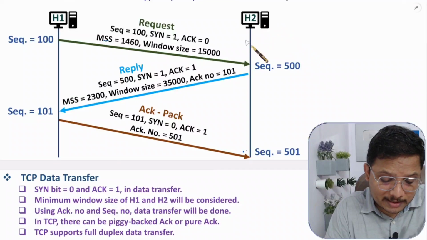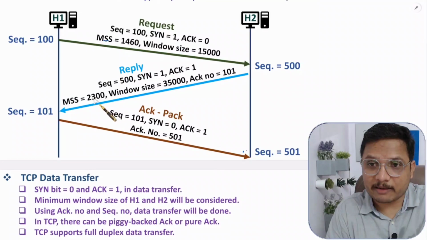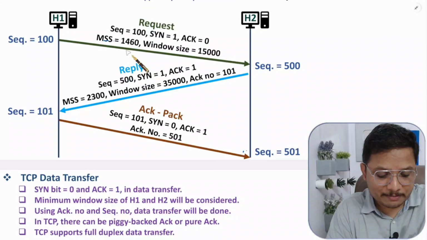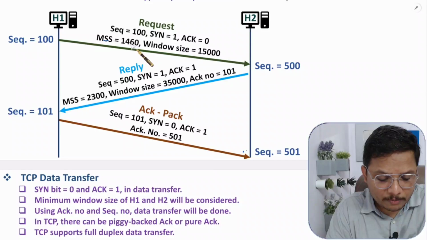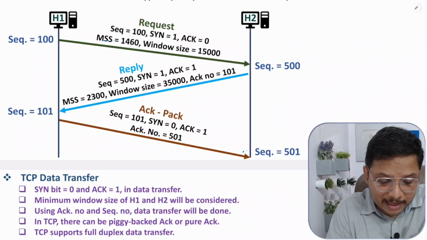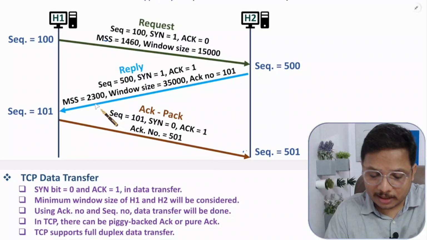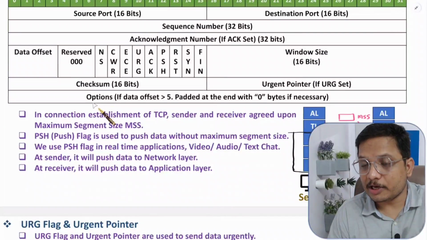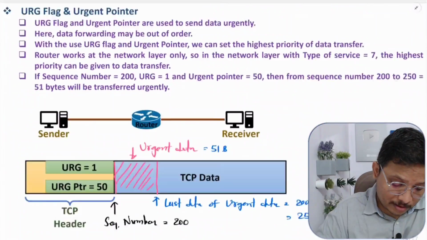Then H2 will be saying to H1 regarding maximum segment size. Once both know what the maximum segment size possible at H1 and H2 is, they will agree upon the minimum of these two. So this maximum segment size communication happens inside the option field during connection establishment.